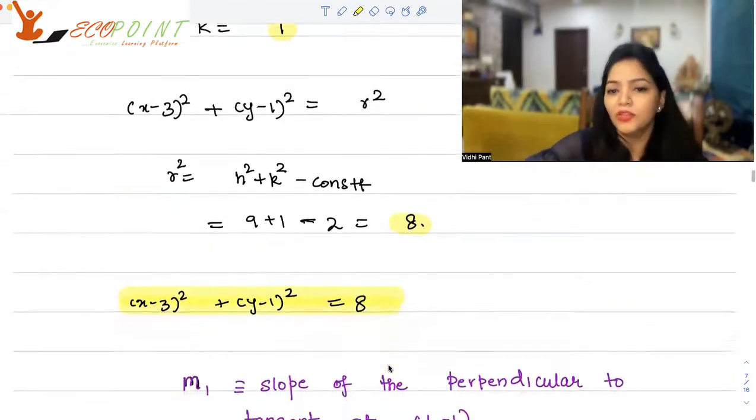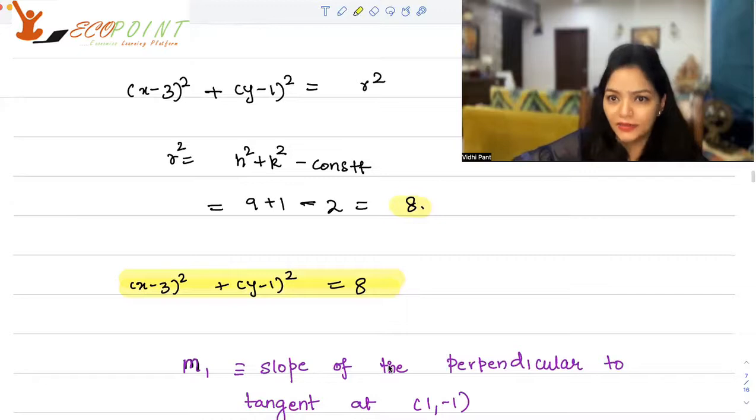Now that you have the center, M1, let's take that as the slope of the perpendicular to the tangent at (1, -1).